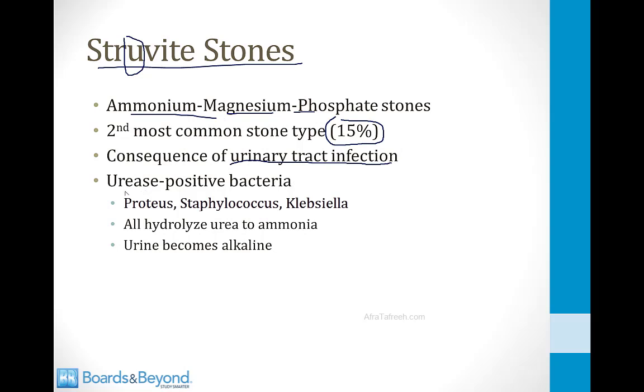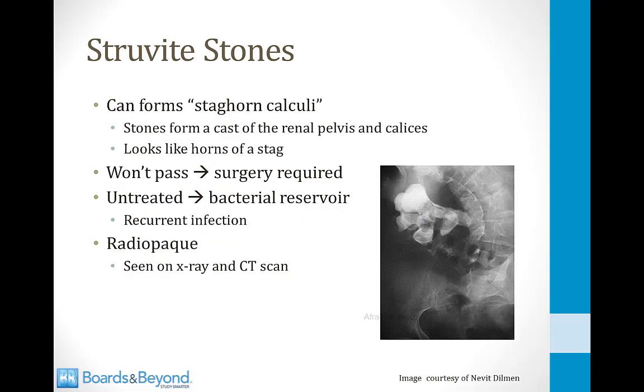If you get a UTI with urease positive bacteria, these are bacteria like Proteus and Staphylococcus and Klebsiella, these all hydrolyze urea to ammonia in the urine, and therefore the urine becomes alkaline. And an alkaline environment is what creates the formation of struvite stones. So a very high yield thing to know about struvite stones is that they can form something called staghorn calculi.